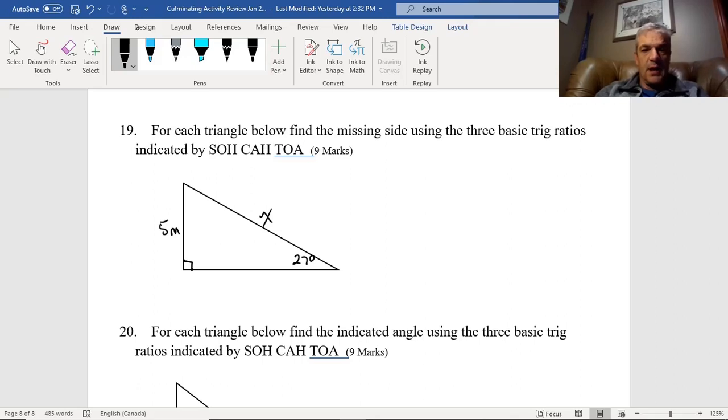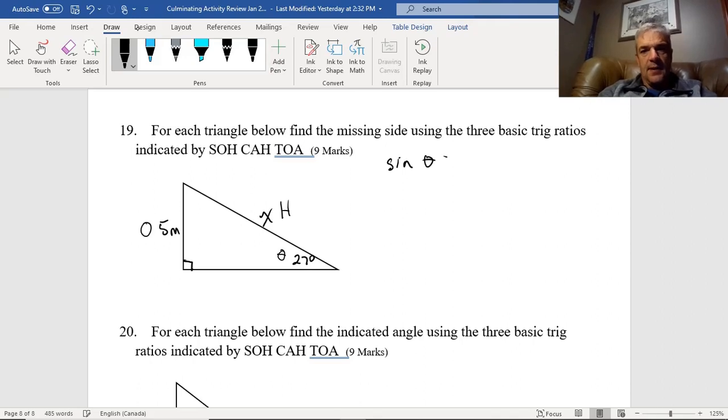So if this is my right triangle, this here is my hypotenuse, this here is my theta, and this here would be my opposite side. And when I see O and H, I look for which one has O and H in here, and that's sine. And so that tells me what I have to do. So I say sine theta equals O over H, and that's my first step. Do that, get that correct, you get yourself some marks right there.